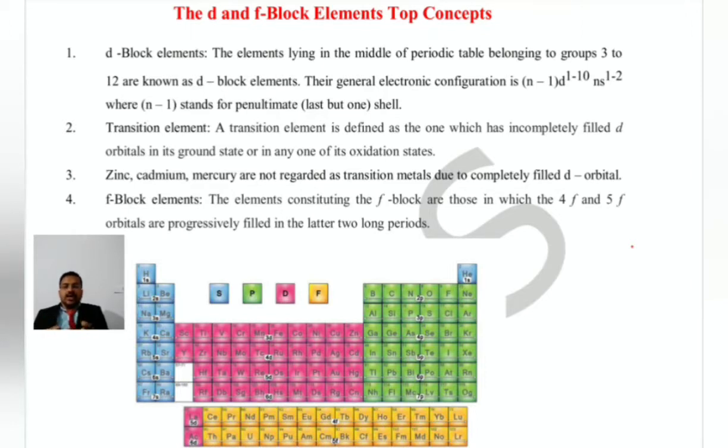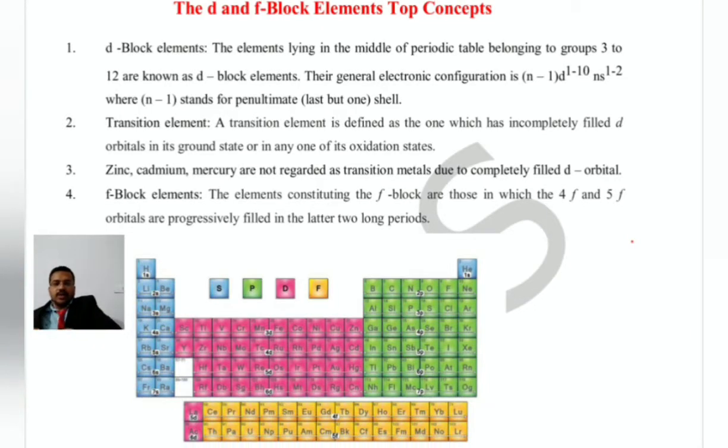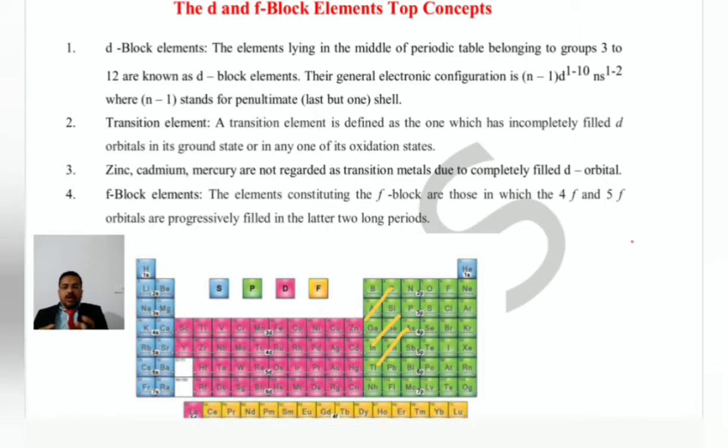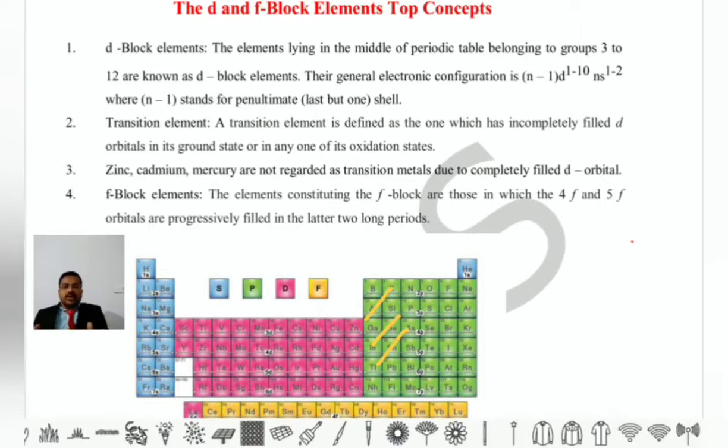Third point, zinc, cadmium, mercury are not regarded as transition metals because they have completely filled d orbitals. So in this particular periodic table, it is clear that zinc, cadmium, mercury, even though they are part of the D block elements marked in red color, are not regarded as transition elements. What is the reason behind that? The reason is already dealt with. In order for an element to become a transition element, the criteria is that it should have incompletely filled d orbitals. We know the d subshell has 5 orbitals, and each orbital can accommodate a maximum of 2 electrons, and thereby 5 into 2, the d subshell can accommodate a maximum of 10 electrons. So d10 means the d subshell is completely filled.